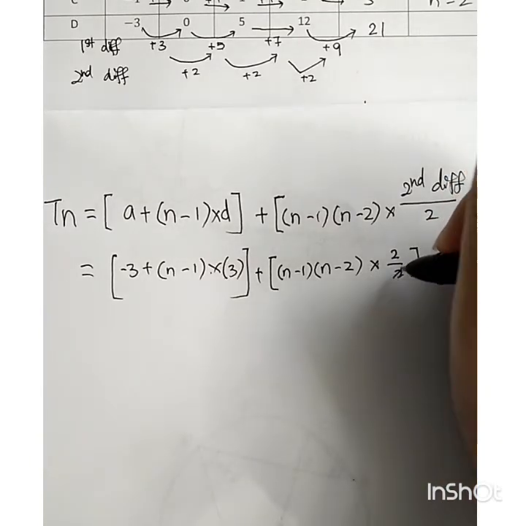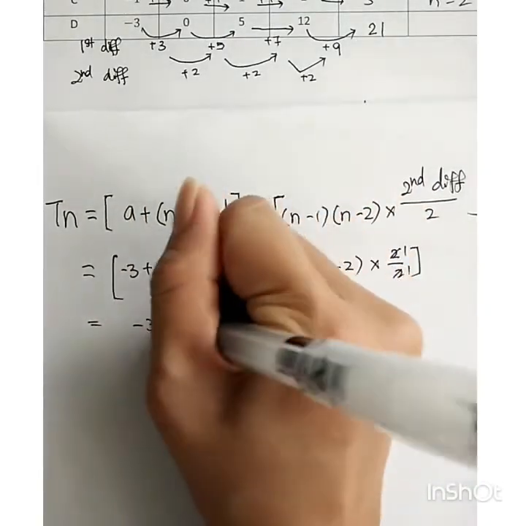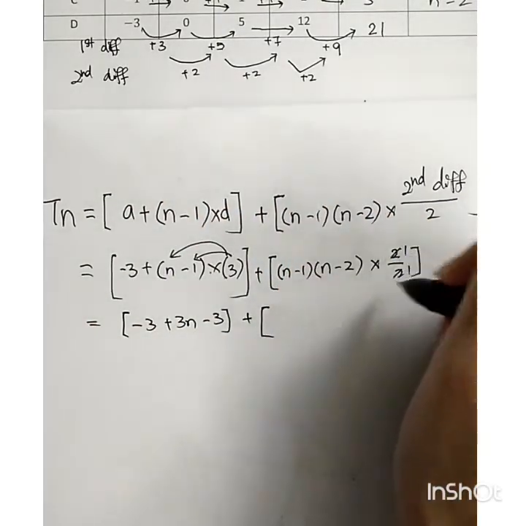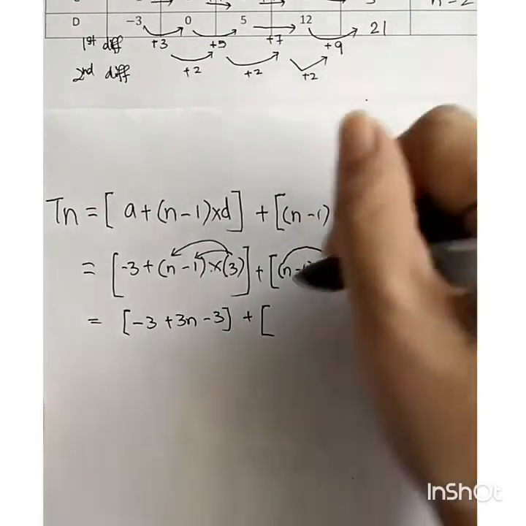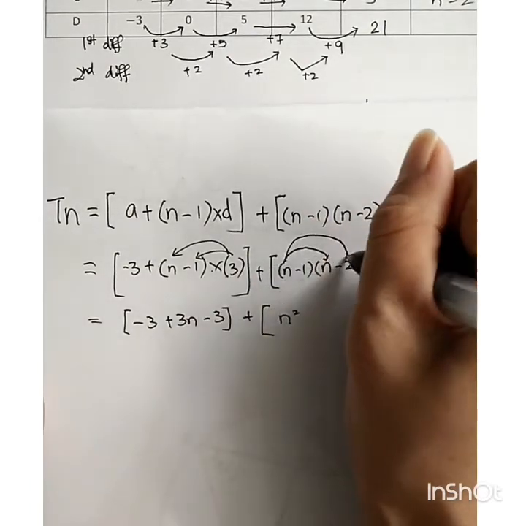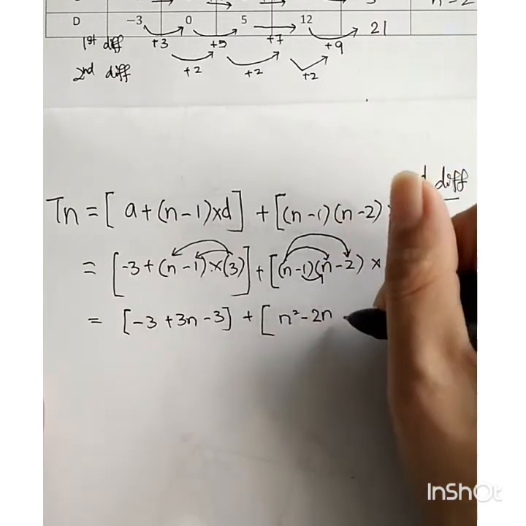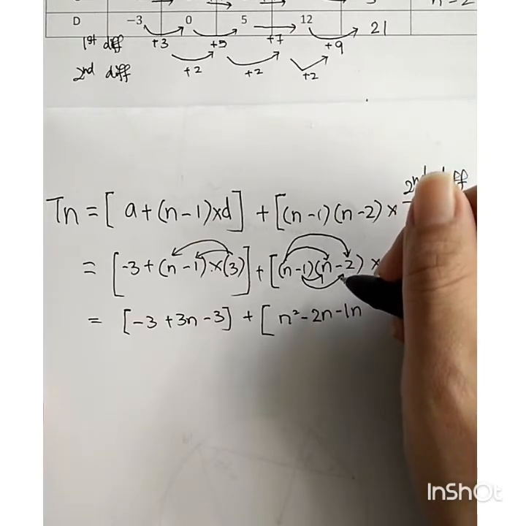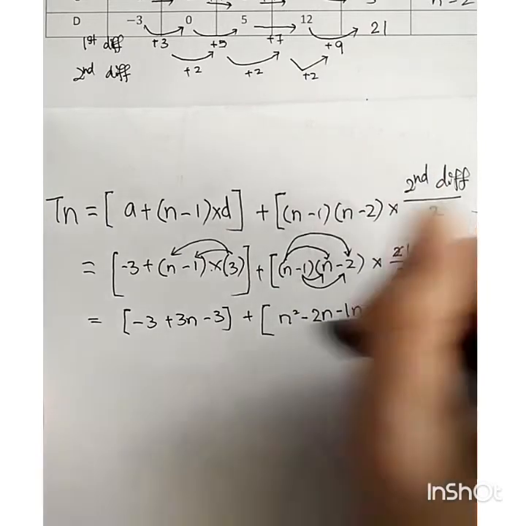And when I simplify this, 2 over 2 becomes 1. So minus 3 plus 3n minus 3, plus, since this is 1, I'm going to multiply this 1 by the bracket. The first one always times with the first one, n times n is n squared. The first one times with the second one, n times minus 2, minus 2n. And then minus 1 times n, minus 1n. Minus 1 times minus 2. Number times with number, sign times with sign. So 1 times 2 will get you 2, minus minus will get you plus.